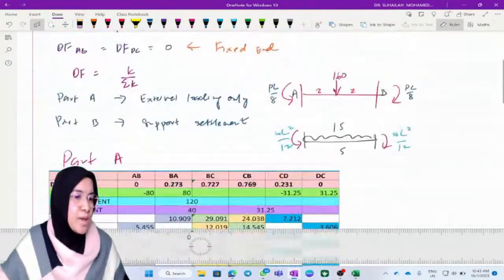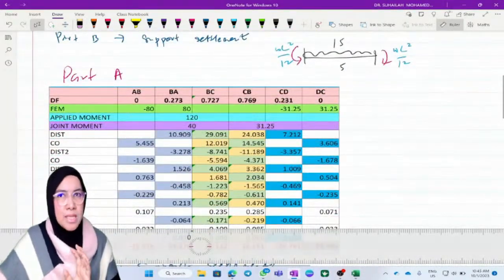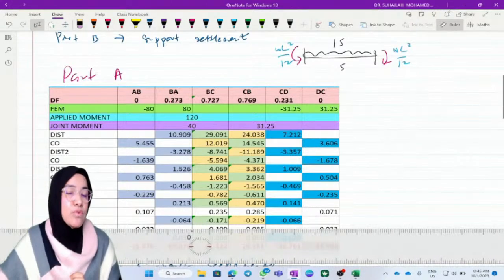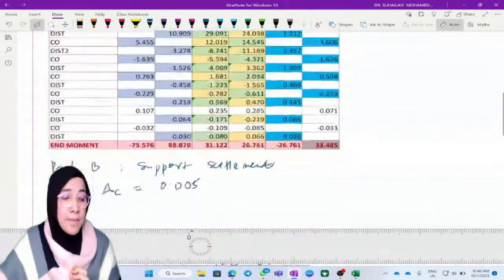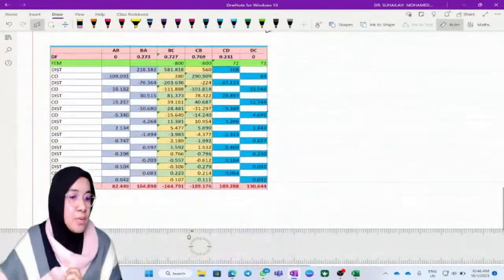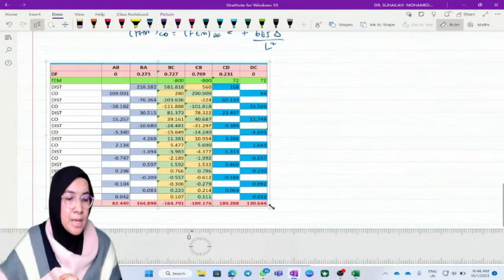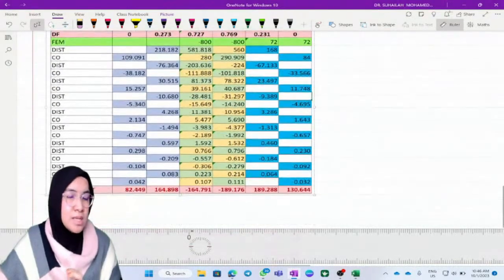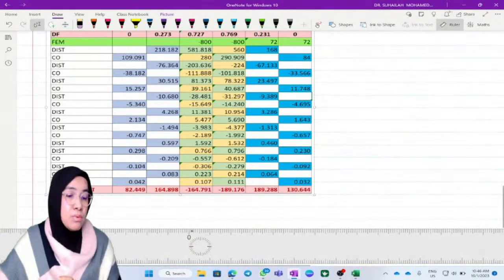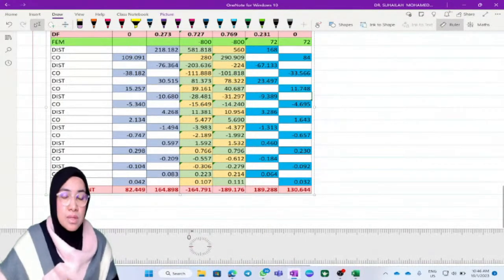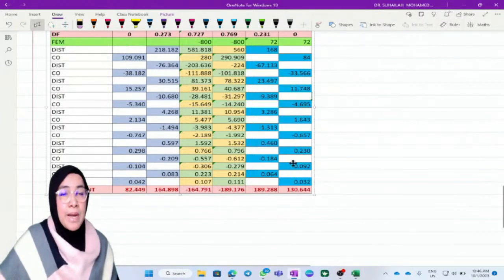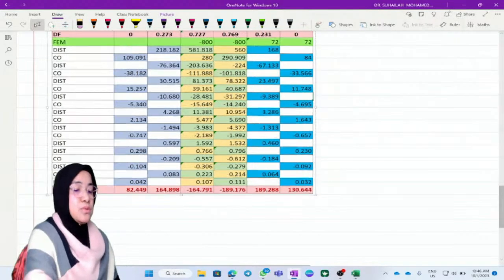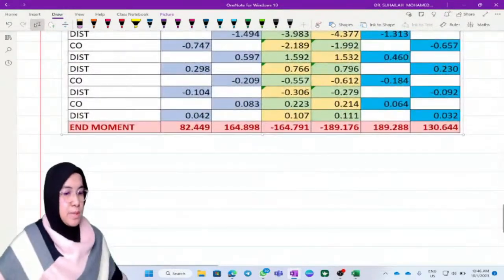Okay, so now we have two tables. Part A, due to external loading only. We have to consider also the joint moment 120 at point B. And then we have table number 2 for part B, considering support settlement only. So we get the new end moment. So the total means we have to total this part A and part B.